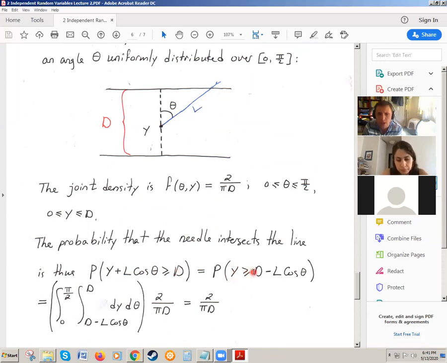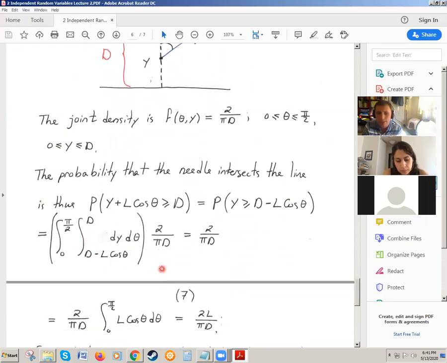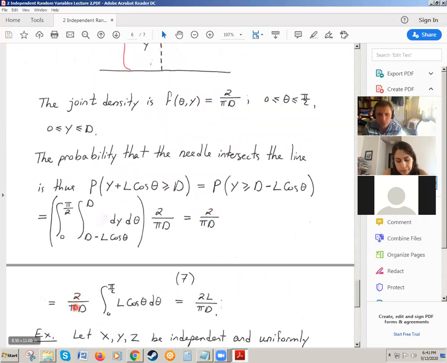And that's the probability that y is bigger than or equal to d minus L cosine theta. And this I can set up. So theta can be anything between 0 and pi over 2. And for a particular theta, y has to be between d minus L cosine theta, which is the smallest it can be, and the largest value it can be is d. So I integrate it. It's d minus this expression. So it ends up being 2 over pi d times the integral of L cosine theta d theta, which is 2L divided by pi d.